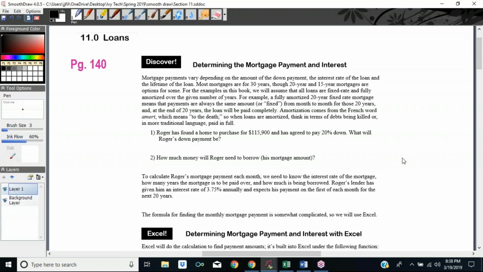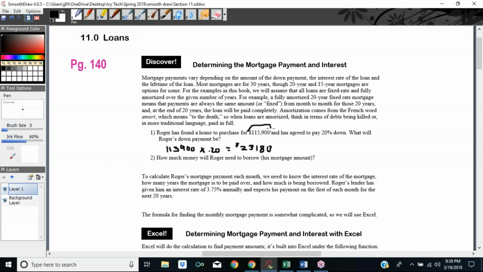So we're going to look at Roger. Roger has found a home to purchase for $115,900 and has agreed to pay 20% down. What will Roger's down payment be? So he's going to take that $115,900 and pay 20%, so 0.20. And the down payment is going to be $23,180. So he's going to pay that much up front, which means he won't have to borrow as much.